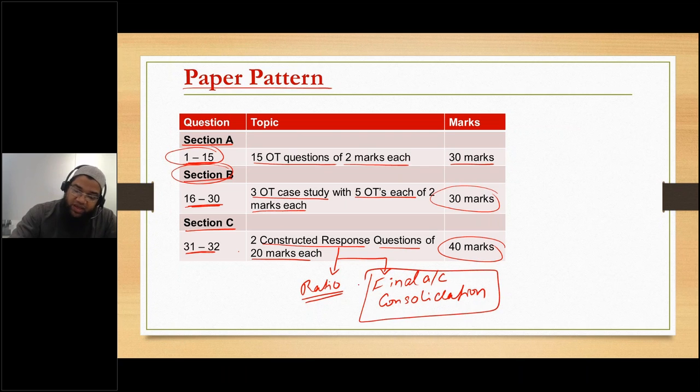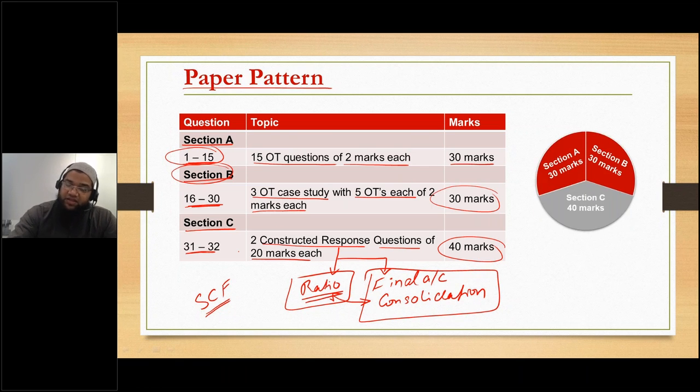Apart from this, the question may include a small area of statement of cash flows, either in the question of ratios or along with the final accounts. Similarly, the ratios also include ratio analysis on the consolidated financial statements. So the consolidation question can also be mixed with ratio questions, such as a case of disposal of subsidiary. So this is how you're going to see the exam, a total of 32 questions. Section A is of 30 marks and Section B is of 30 marks, which makes a total of 60 marks, and Section C is of 40 marks.